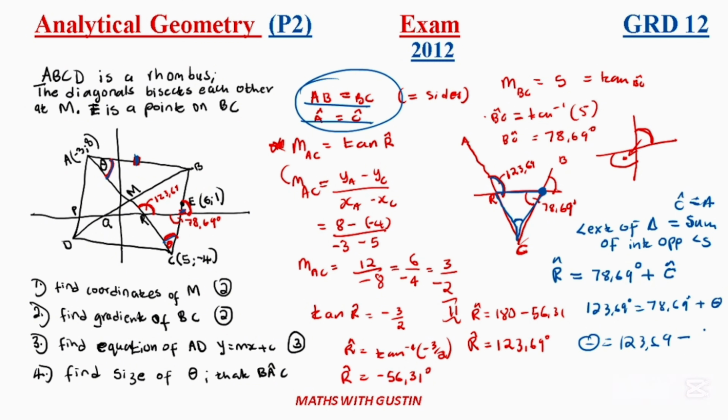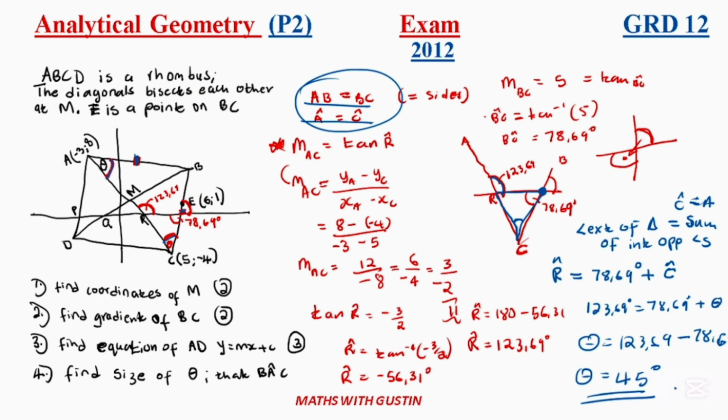So therefore we're going to come here and say, okay, 123.69 minus 78.69 as well. Let's do it together, guys, on our calculators and see what we're going to get. 123.69 minus 78.69, which gives us 45 on the dot. Makes sense. Very good question, interesting question, guys.